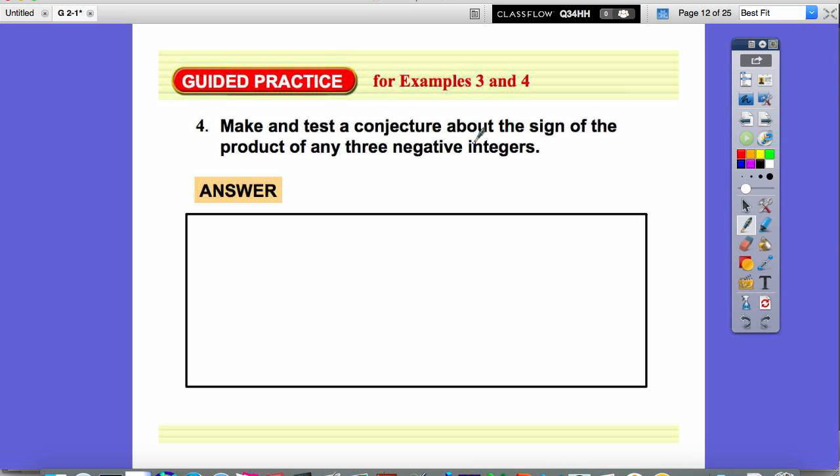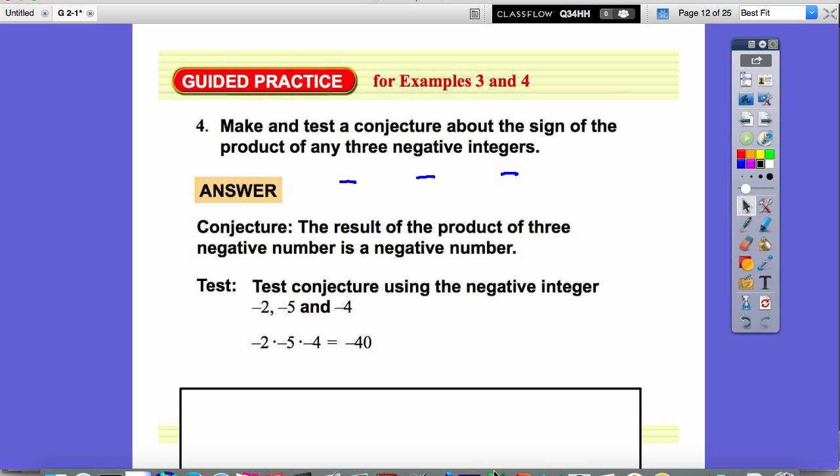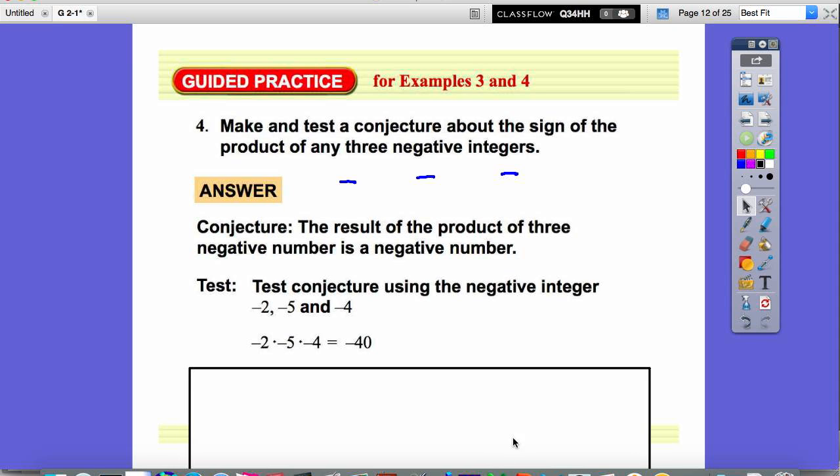So now make and test a conjecture about the sign of the product of any 3 negative integers. Well, you might actually know this. If you multiply a negative times a negative, you get a positive. And then when you multiply by a negative again, you get a negative. But here they have you actually testing it out. So you come up with 3 numbers, you test it, and you see that you get a negative.